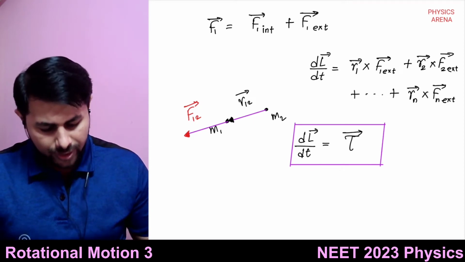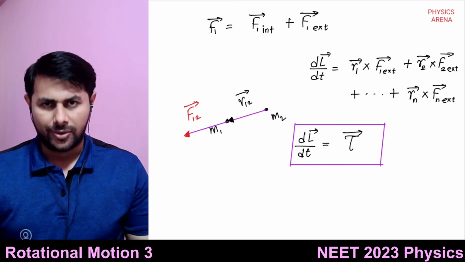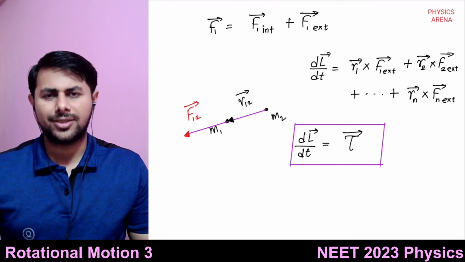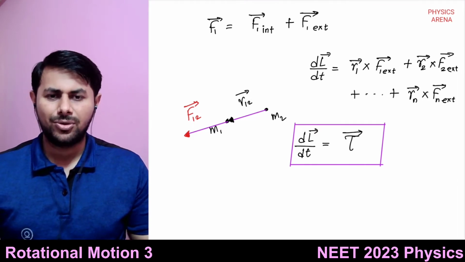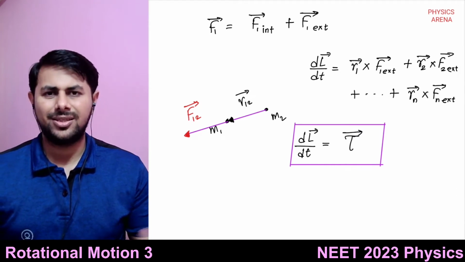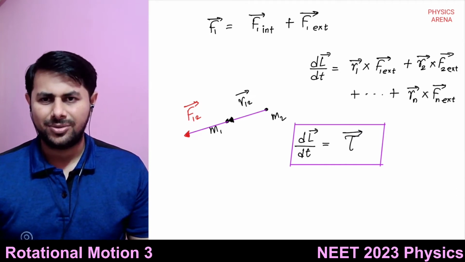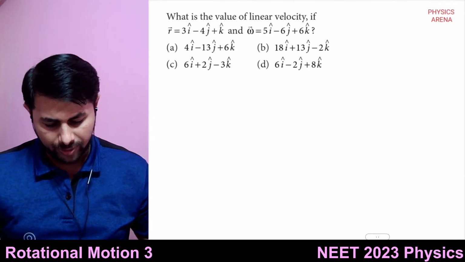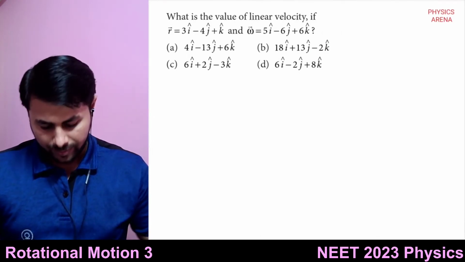And the total torque on a body is due to what? External forces only. There is no contribution of internal forces in this total torque. So is this thing clear? Why is it so? Let us see some problems based upon this topic.